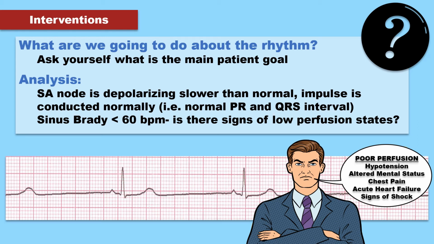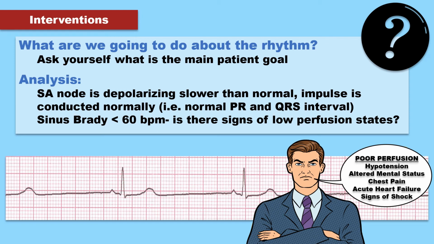Other causes of low heart rate can be stimulation of the parasympathetic nervous system, excessive vagal stimulation, vomiting, suction, and Valsalva, as with having a bowel movement, or having a myocardial infarction. If there are signs of low oxygen or low perfusion states, such as hypotension, altered mental status, chest pain, acute heart failure, signs of shock, which includes pale dusky skin, cyanotic blue lips, dizziness, then we are going to have to treat the cause first.